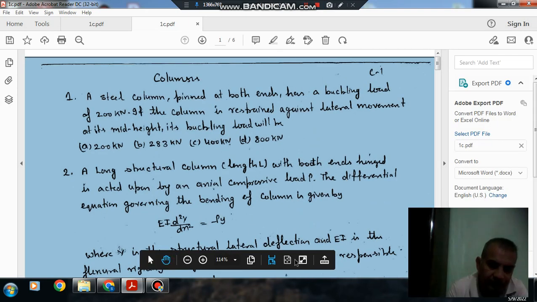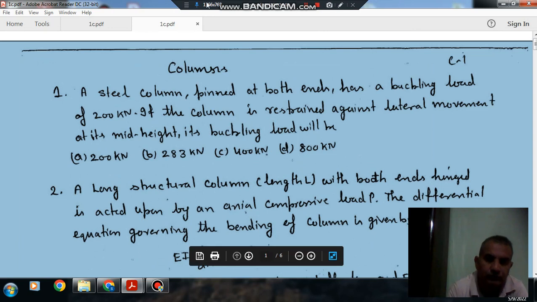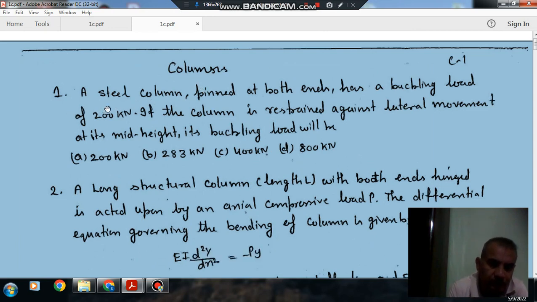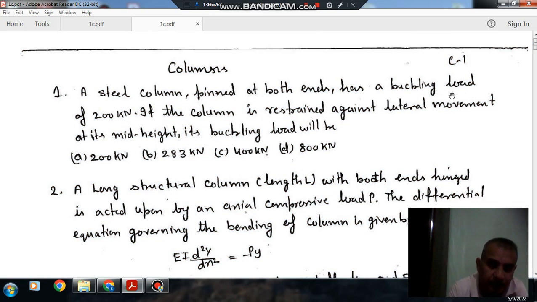To the next session. In this session we will solve some questions of strength of material. The topic is column. Question number 1: a steel column pinned at both ends has a buckling load of 200 kilonewton. If the column is restrained against lateral movement at its mid height, its buckling load will be: option A 200 kilonewton, option B 283 kilonewton, option C 400 kilonewton, and option D 800 kilonewton.